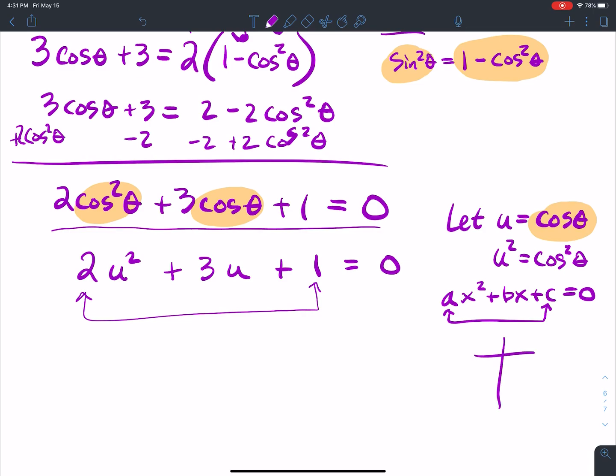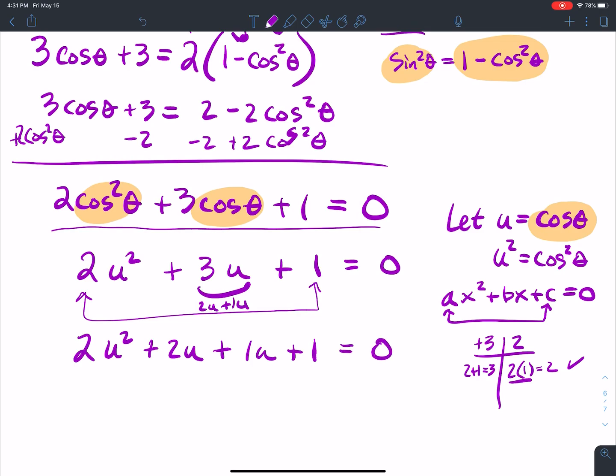So I get my little trinomial t-chart. I want it to add to 3, and I want it to multiply to 2. 2 times 1 is 2, and 2 plus 1 gets me 3. So my numbers here are 2 and 1. That tells me how to divvy this up. I want to split it up into 2u and 1u. So I have 2u squared plus 2u plus 1u plus 1 equal to 0.